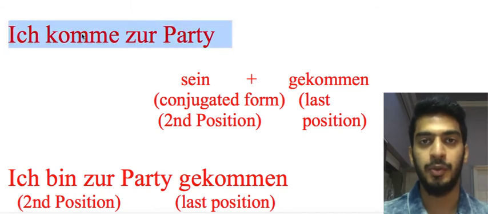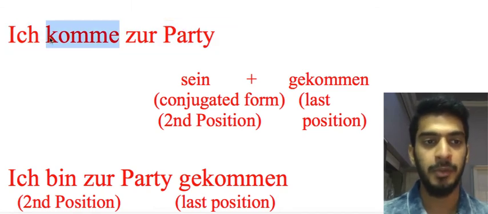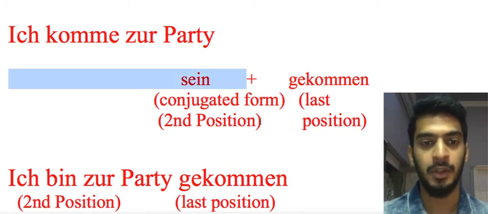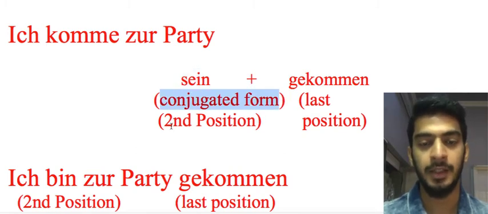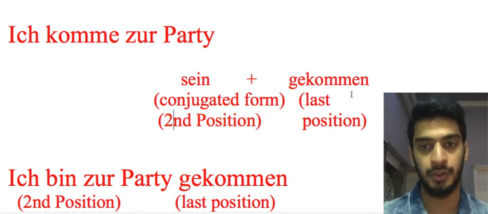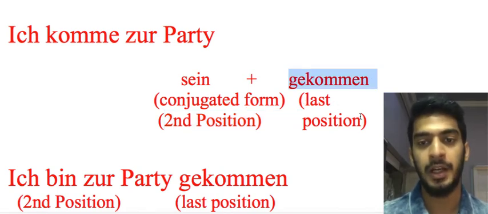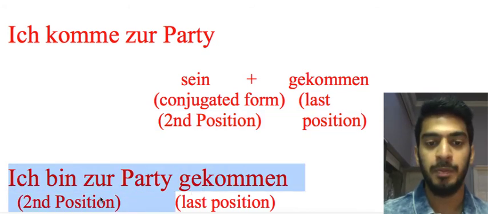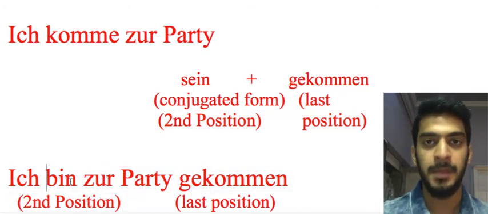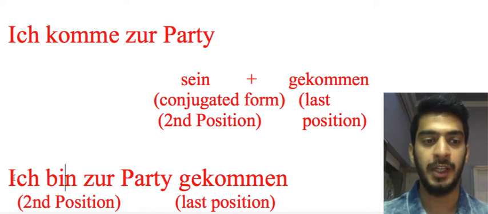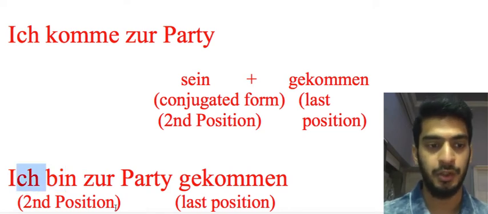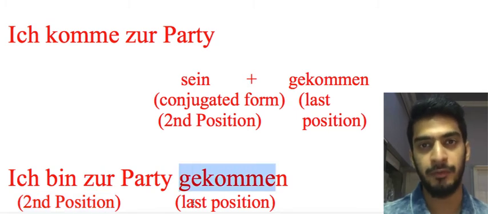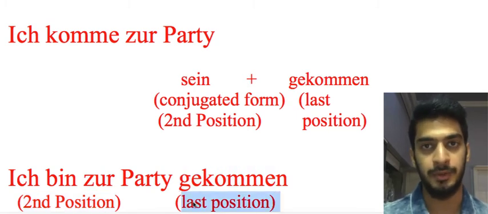Ich komme zur Party. The verb kommen contains movement. Again, we have to use the sein form. Conjugate the sein form and keep it at the second position. And gekommen, last position, which is the perfect form. Ich bin zur Party gekommen. Bin is the conjugation of the verb sein with the pronoun ich. So the verb is in second position and gekommen, perfect form, last position.